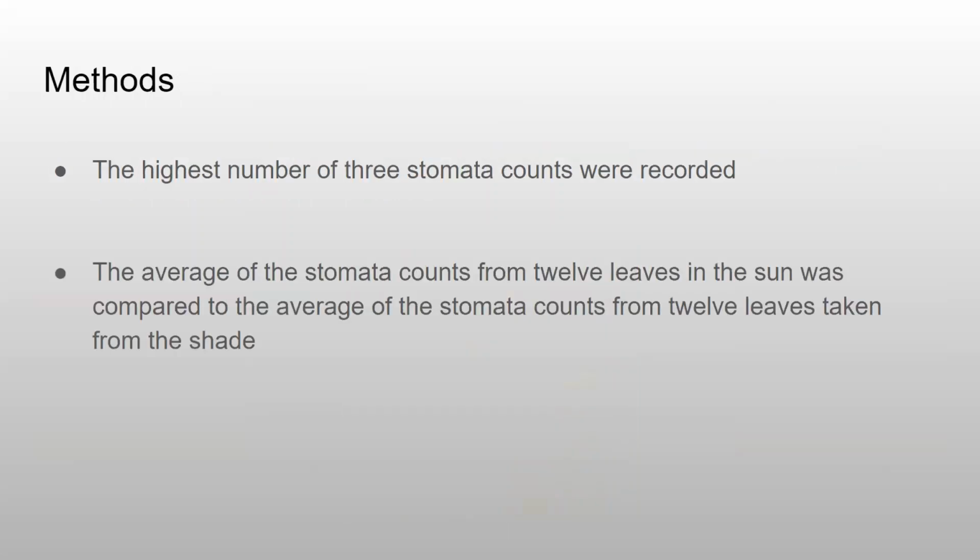For our methods, to get the stomata counts we needed, we first had to make stomata impressions. This was done by painting a small amount of nail polish onto a leaf and then pulling it off with tape. We then placed the tape impression on a glass slide and then viewed it under a microscope to count each stomata. The highest number of 3 stomata counts per slide was recorded, and the average of the stomata counts from 12 leaves taken from the sun was compared to the average of the 12 leaves taken from the shade.